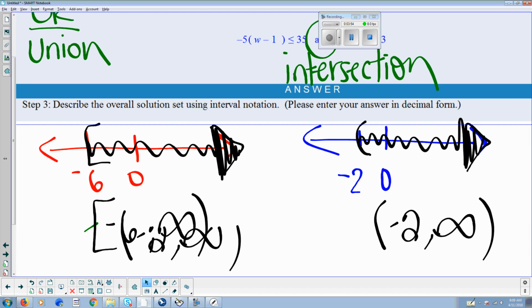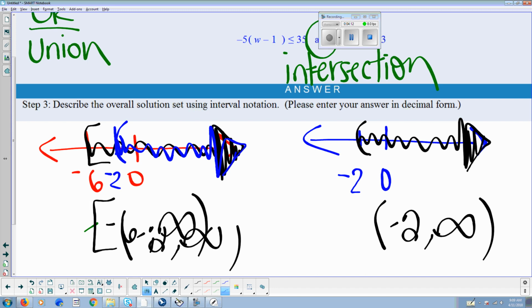From negative 2 to infinity. So if I were to take this blue graph and put it on this same graph that I have the red one, negative 2 would be right in here, right? And negative 2 to infinity would look like this. So where do the blue and the black intersect? Only from negative 2 to infinity. So describe the overall solution set using interval notation. This is the overall solution set. It is just the intersection of the two graphs, from negative 2 to infinity.